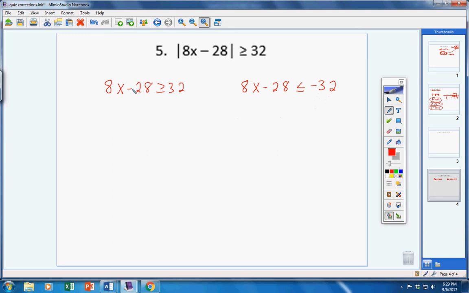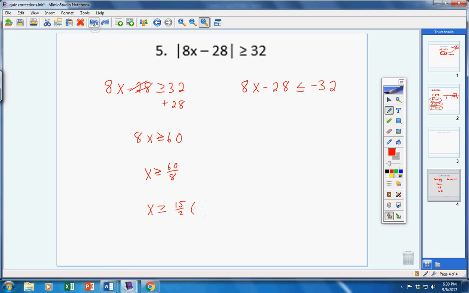So, bring the 28 over and make it a positive 28, and you're left with 8x equals 60. Divide both sides by 8, and you get 60 over 8. Of course, if you reduce that, you're going to get 15 over 2. 4 goes into both of those numbers. I'm not sure why I put equals. That's very bad teaching on my part. 15 over 2, or 7.5 is fine also. It doesn't matter. Okay, either one of those two is fine.